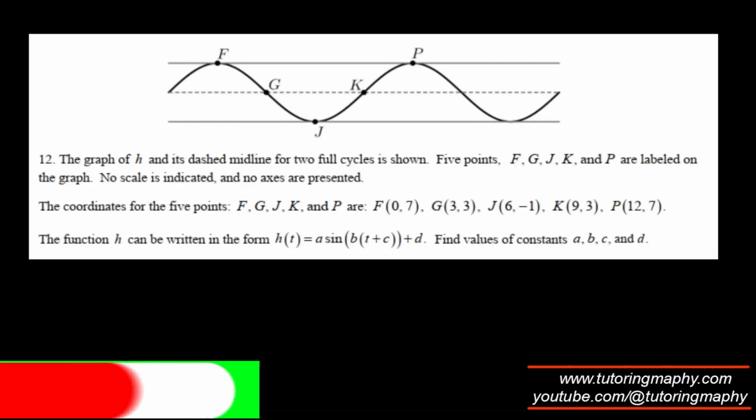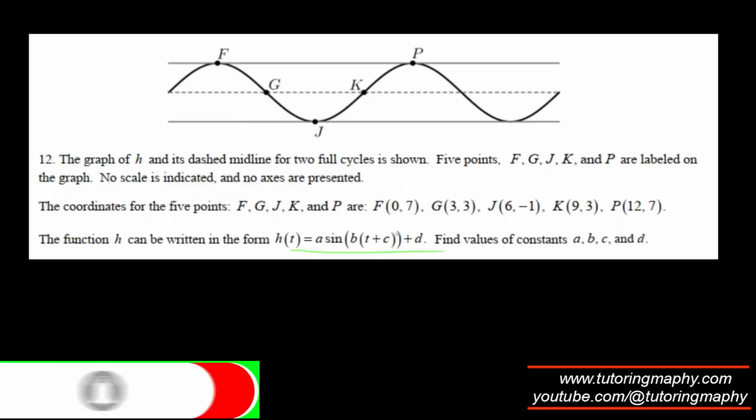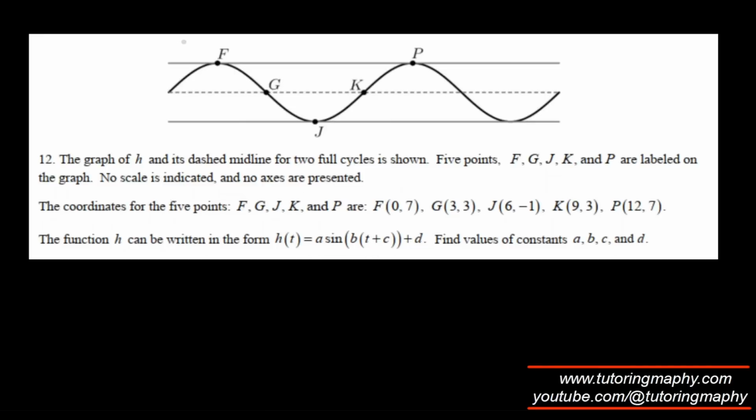Okay, the graph H and its dashed midline with two full cycles are shown. The 5 points are given to us. We have to write H in this form. Okay, so F starts from 0, 7. That's the starting point, 0, 7. And then this is 3, 3. And then this is 6, negative 1. Then this is 9, 3. And then this is 12, 7.